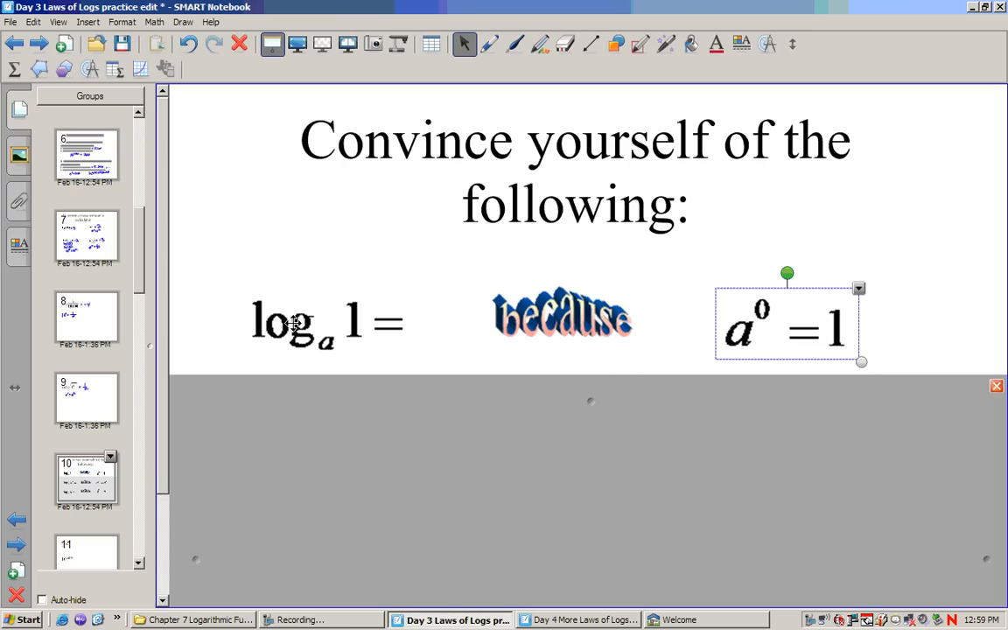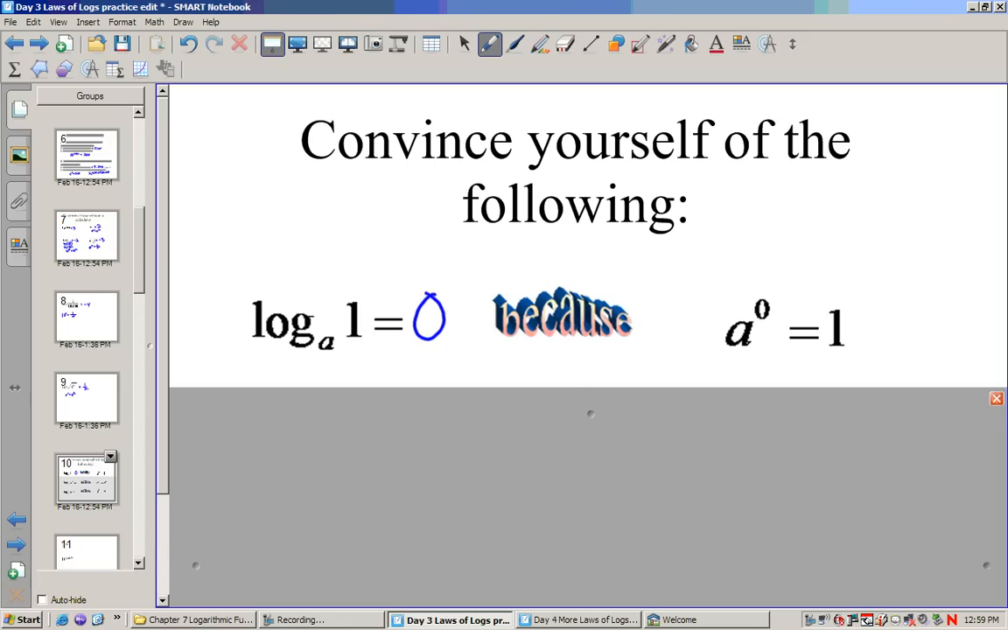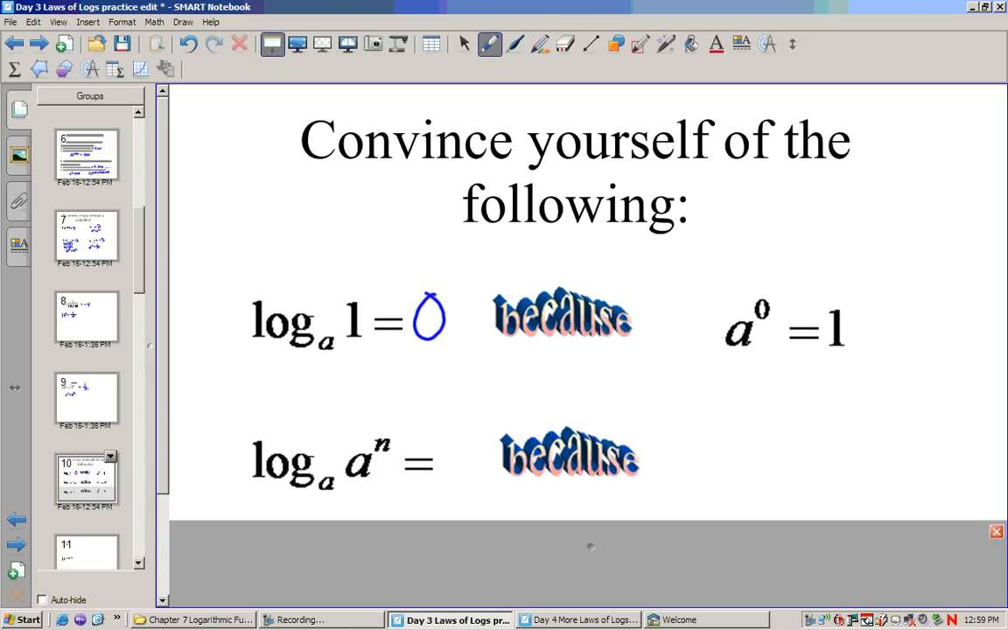Now, log base a of 1 has to be 0 because a to the 0 is always 1. Log base a of a to the n: a to which power is a to the n? That has to be n because a to the n is equal to a to the n.